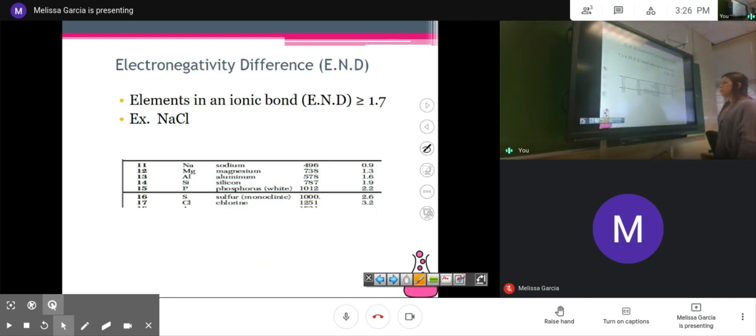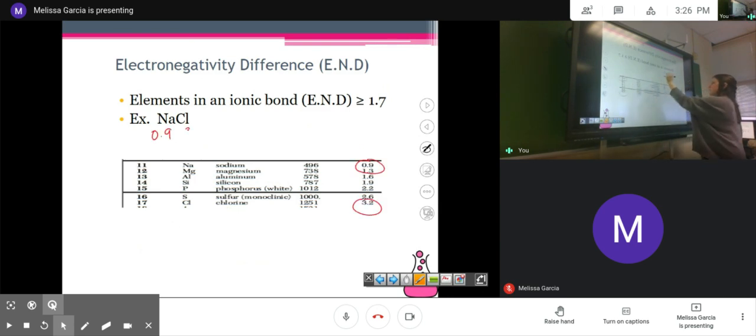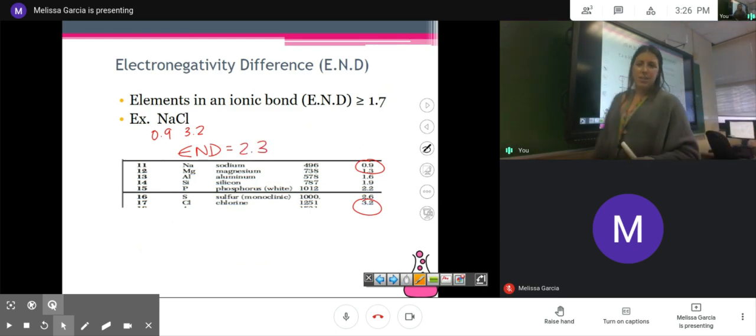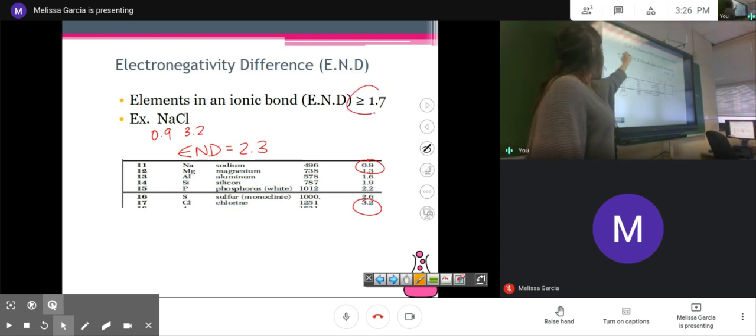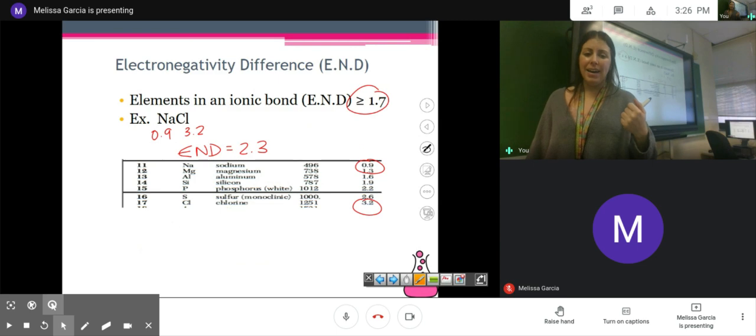So if I'm looking at sodium and chlorine, sodium's got an electronegativity of 0.9, where chlorine has an electronegativity of 3.2. The difference between those, their END or electronegativity difference, is 2.3. That's a really large difference in electronegativity, and it's greater than 1.7. So that tells me that this is an ionic bond.